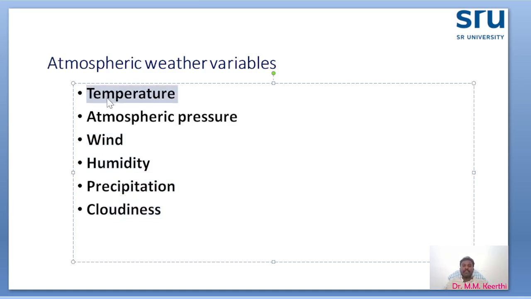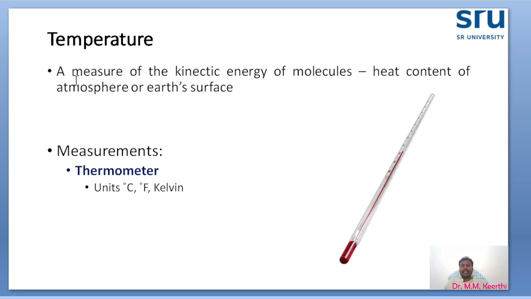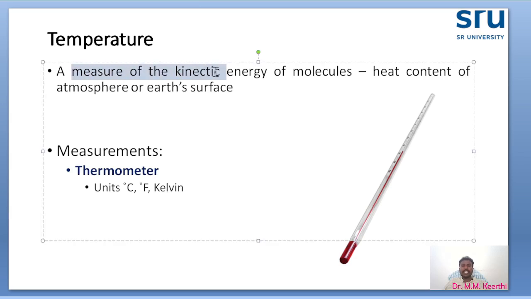What are the instruments we are using for measurement of all these weather parameters, and what are the units? First, what is temperature? Temperature is nothing but the kinetic energy of molecules. It is the source of the heat content of the Earth's atmosphere.